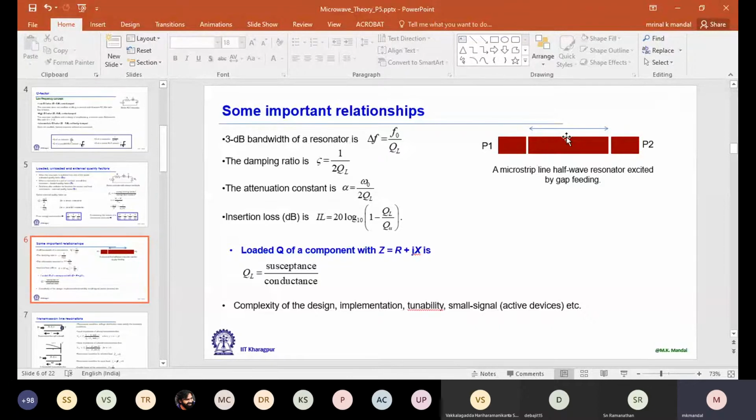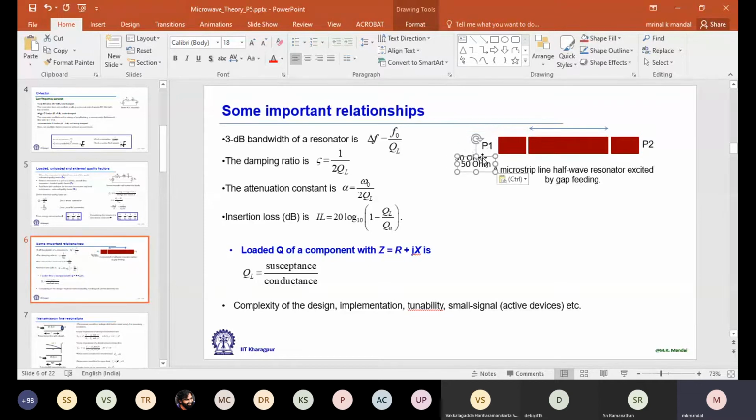Or in terms of electrical length, it is 180 degree. Now I'm using the left hand side port P1 and port P2, which are 50 ohm lines. So this port P1 corresponds to 50 ohm. Right hand side also corresponds to 50 ohm, and the corresponding microstrip line, this width left and right, that corresponds to 50 ohm. So basically this width is also 50 ohm. Now the middle part, it may have 50 ohm, it may not have 50 ohm.